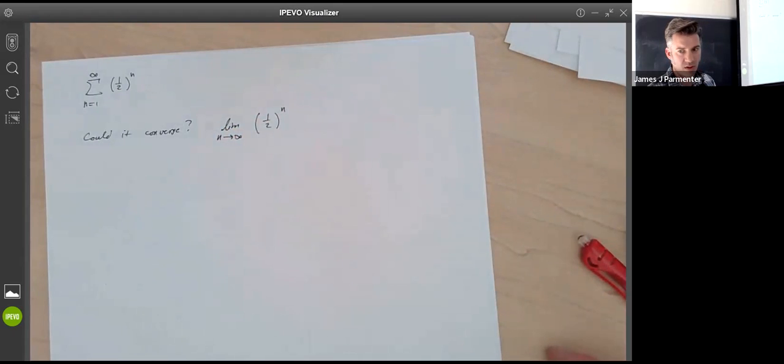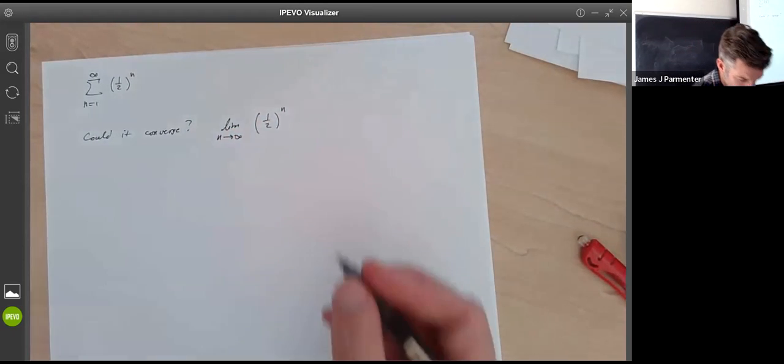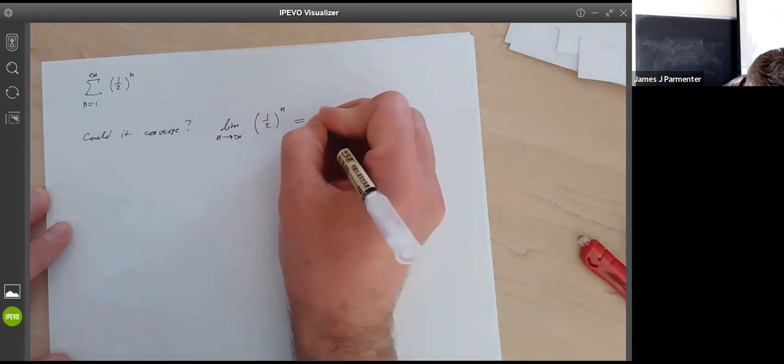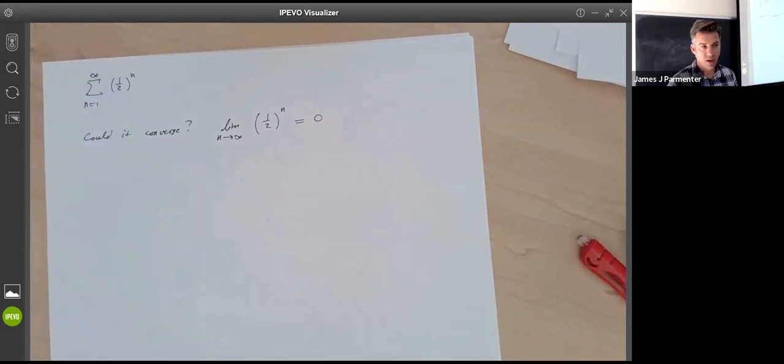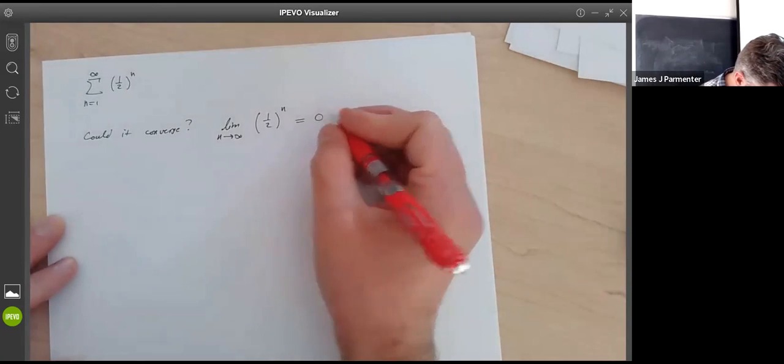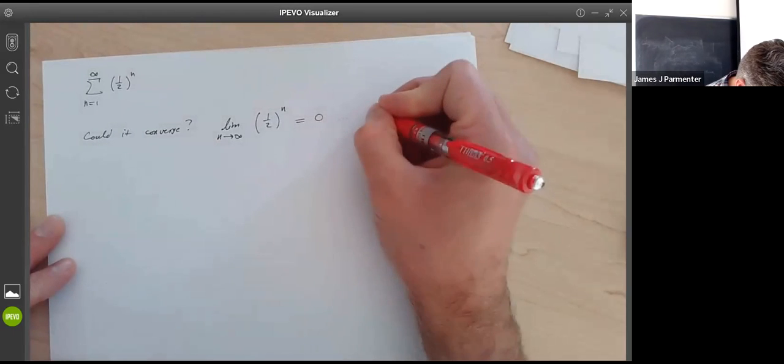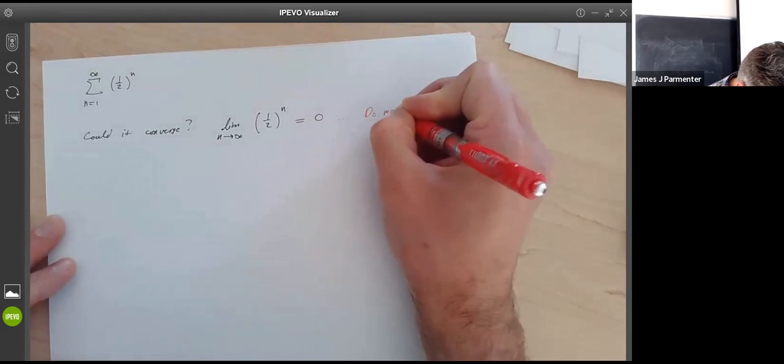As n gets larger and larger, we're going to have 1/2 times 1/2 times 1/2 times 1/2 times 1/2, which is going to get smaller and smaller and smaller. This sequence has a limit that is 0. What does that tell us? It tells us nothing. What it doesn't tell us is that this series diverges. So all this means here really is we have to do more work.